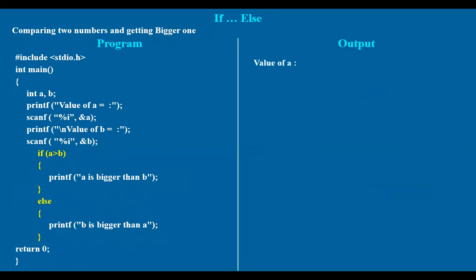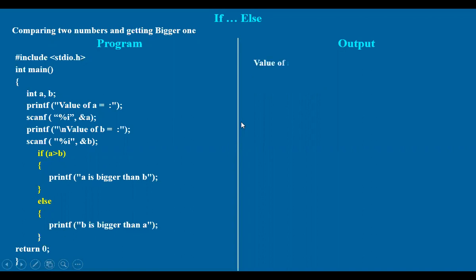It asks the value of A and B. We have given 10 and 20. Here the value of B is bigger. So it is saying B is bigger. That means this second statement is executed. B is bigger, right? A is greater than B is false. So this statement is not executed. It comes to this and executes here.